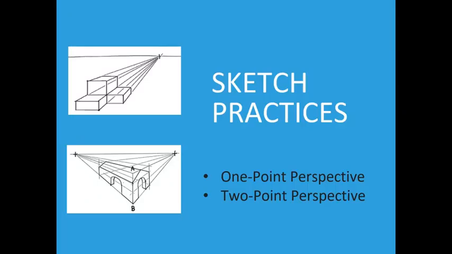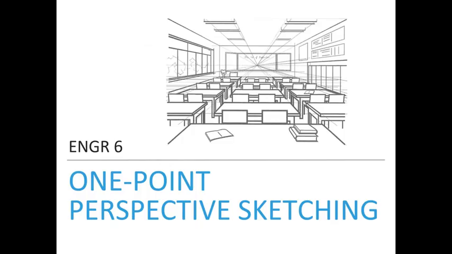Rather than explain the different projection methods in words, let's sketch simple objects using the one-point perspective and the two-point perspective methods. In the one-point perspective sketching, there is only one vanishing point we focus on, and it is always on the horizon line. Imagine you construct an XYZ coordinate system.